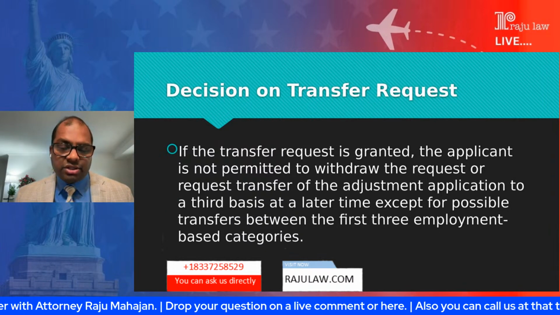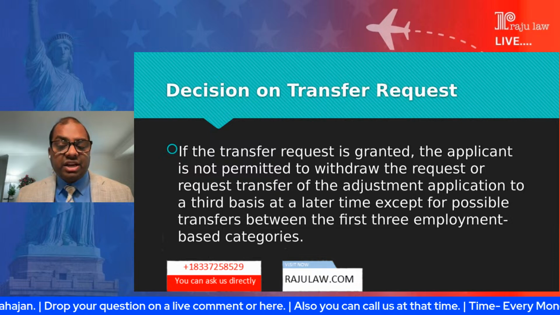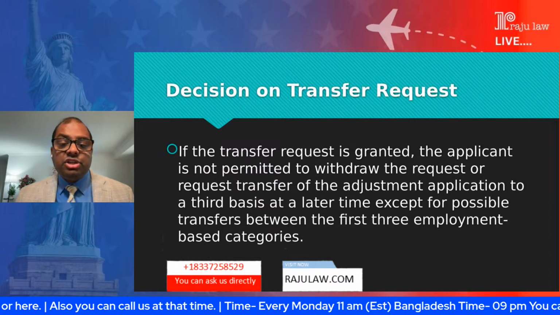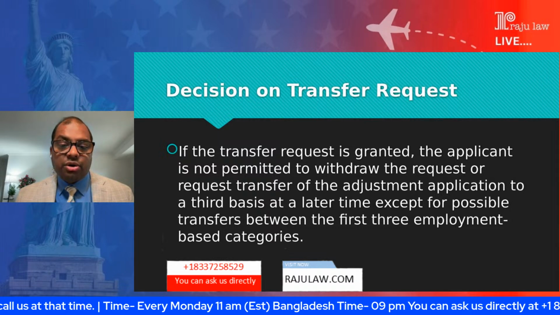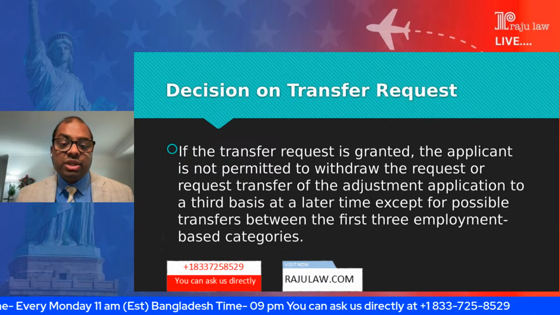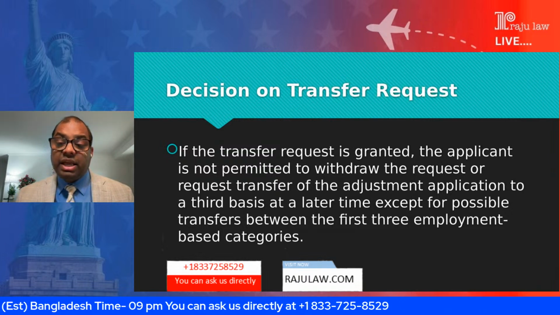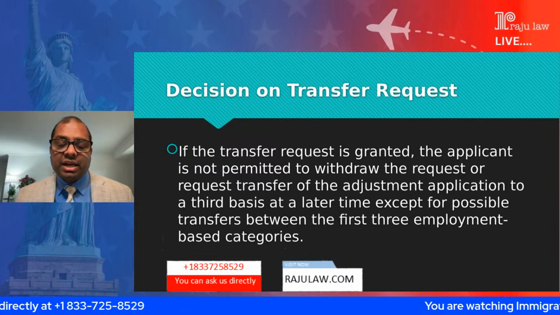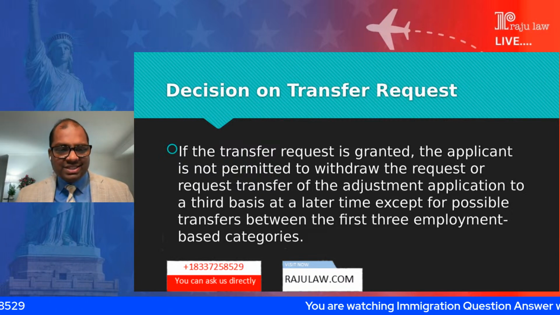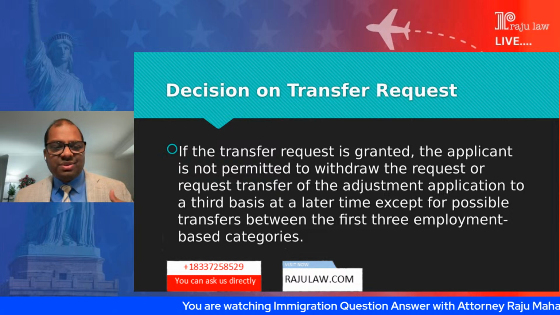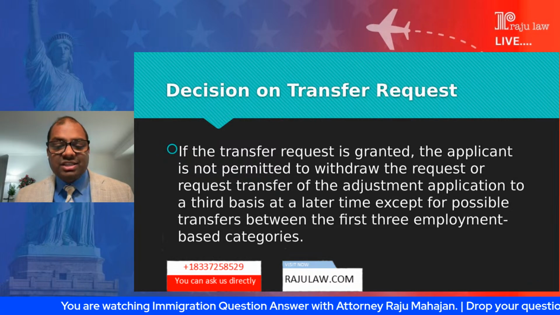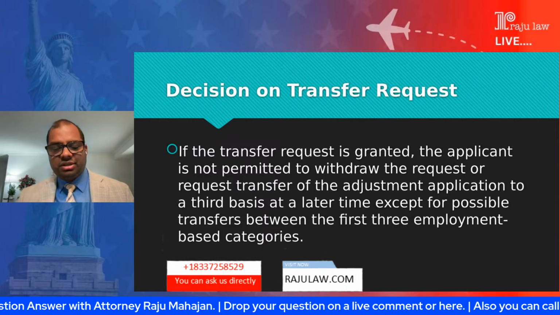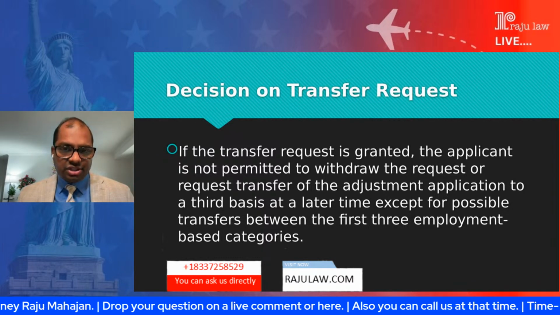Next slide, please. Decision on transfer request. If the transfer request is granted, the applicant is not permitted to withdraw the request or request transfer of the adjustment application to a third basis at a later time, except for possible transfers between the first three employment-based categories. What it means is, once it is approved, you cannot transfer it to another basis unless it is among the first three employment-based categories, which is EB1, EB2, EB3 scenarios. That's the decision on transfer request.